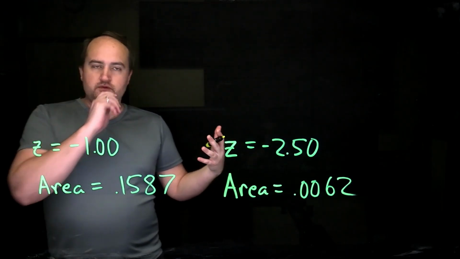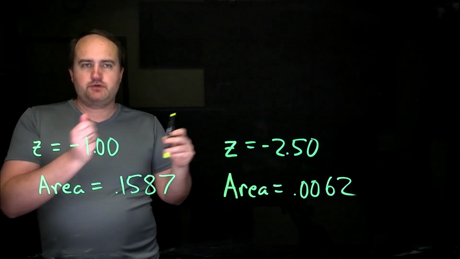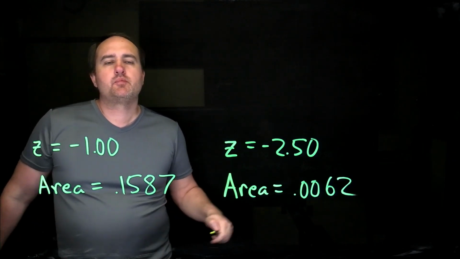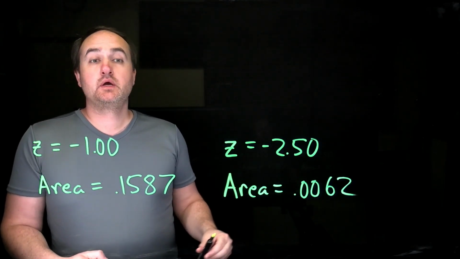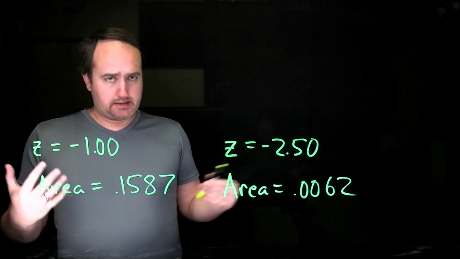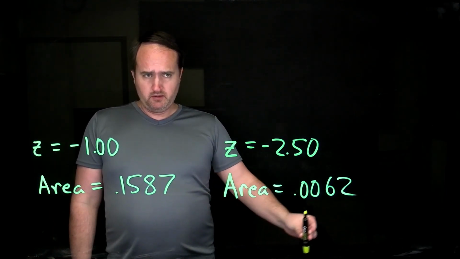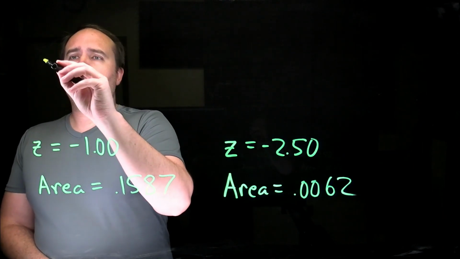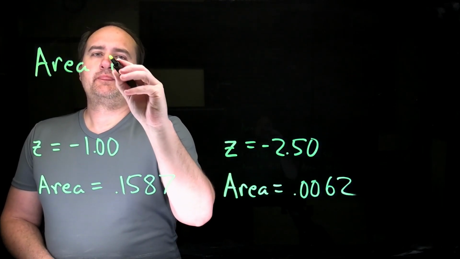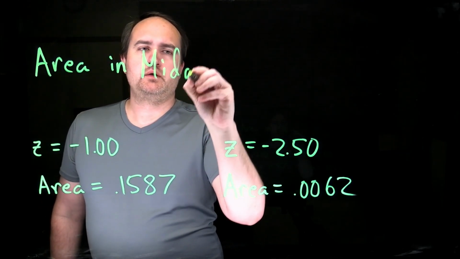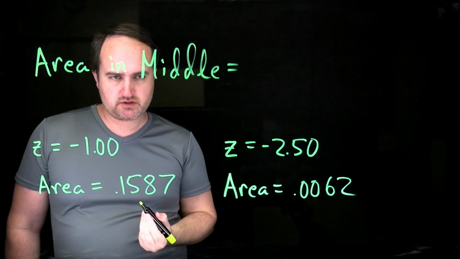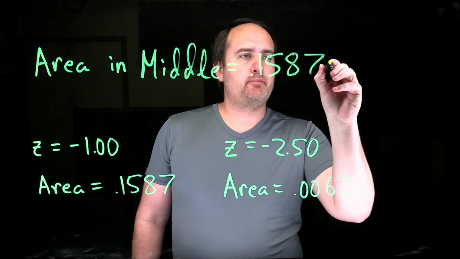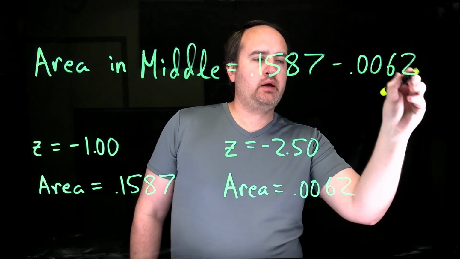All right, and one of the ways you know it's going to be the area in the middle is when you have two z-scores like this. Also, they usually use the word between. When you have two z-scores, you look up the two areas, and then you just do larger area minus smaller area. It should be clear that 0.1587 is larger than 0.0062. So the area in the middle, which is what they're asking for here, is going to be the larger minus the smaller. So that's 0.1587, the larger area, minus 0.0062, the smaller area.